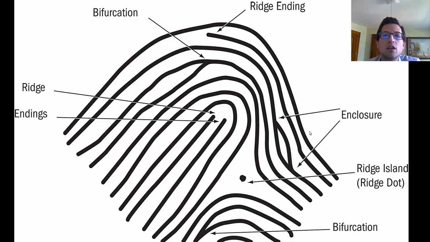Continuing clockwise, we can see an enclosure. This is basically a bifurcation followed by a coming back together, a unification of these ridges. Continuing on clockwise, we can see a ridge island or a ridge dot. This is just a single very short ridge. And then at the bottom there, we can see another bifurcation where the friction ridge splits.